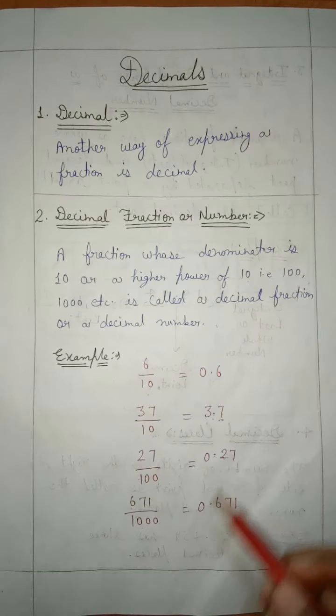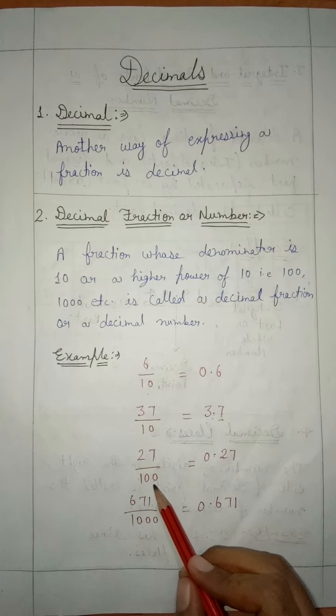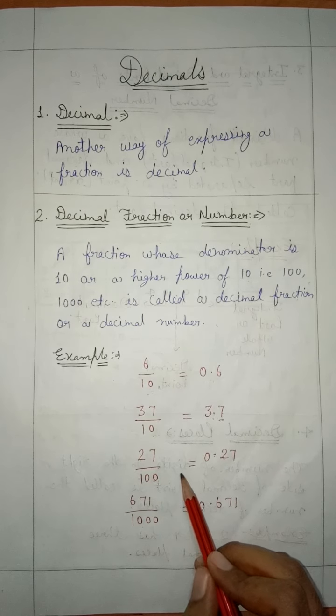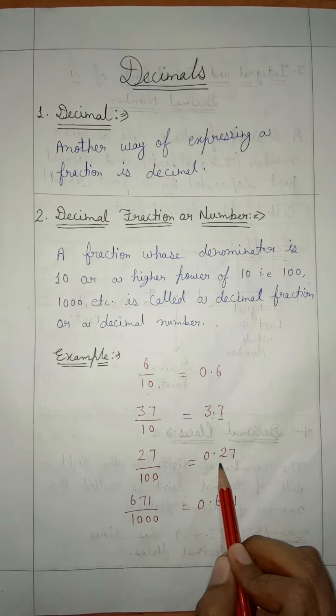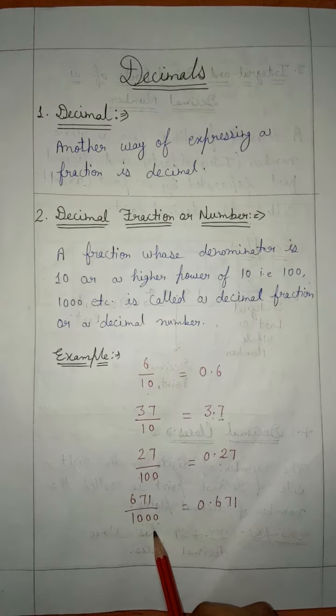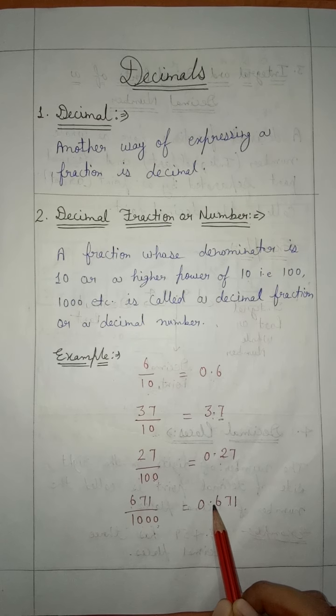Now the second one, 27 by 100. When the denominator 100 is removed, the decimal point is put just after two digits from the right. Same thing here, 671 divided by 1000. Now 1000 is given in the denominator. When denominator 1000 is removed, the decimal point is put just after three digits from the right.